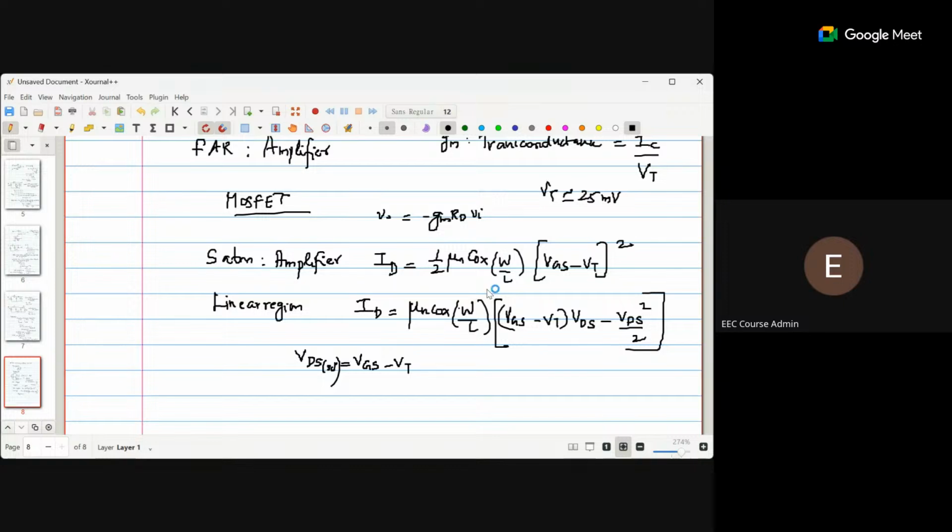In the linear region, when the value of VDS is very small, the second term, VDS square by 2, becomes negligible. So you can have a linear relationship, and hence it is called the linear region. For very small values of VDS, when you square the smaller values, it still becomes small, so whatever you subtract by means of the second term becomes negligible, and it will be almost a linear relationship.